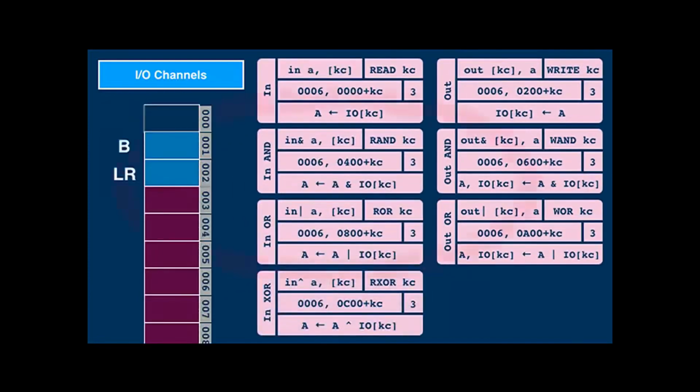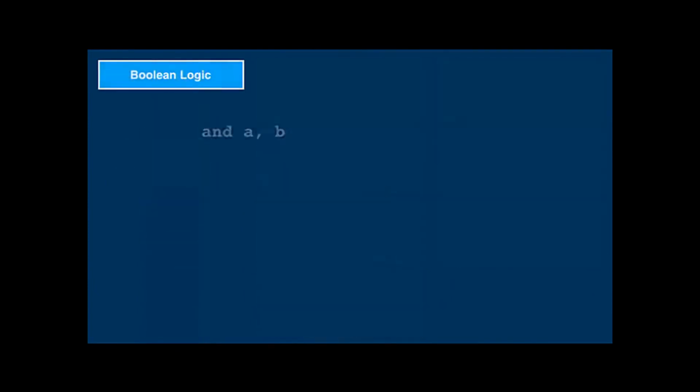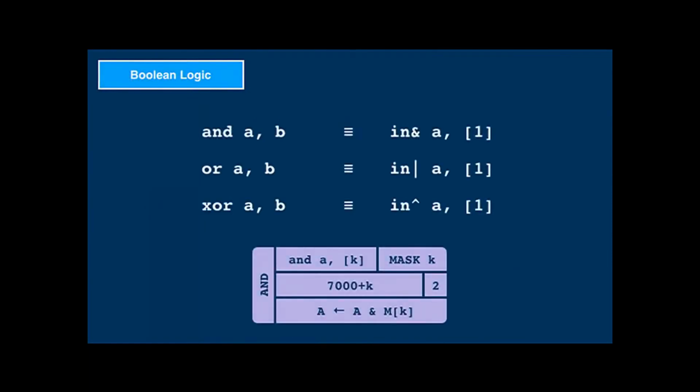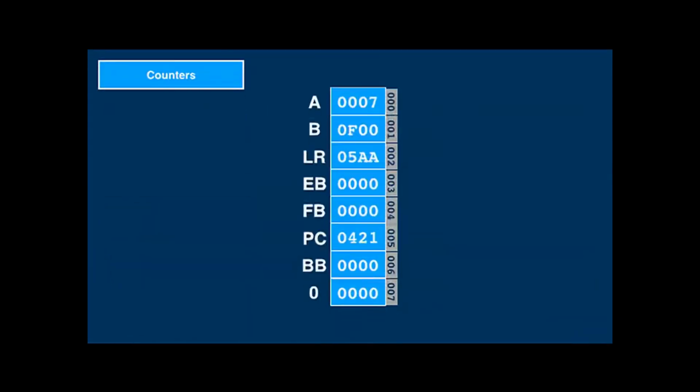To make Boolean operations also usable between registers, channels 1 and 2 are actually aliases of the B and LR registers, which allows for these instructions. For AND, there's also a dedicated instruction that works on A and memory.